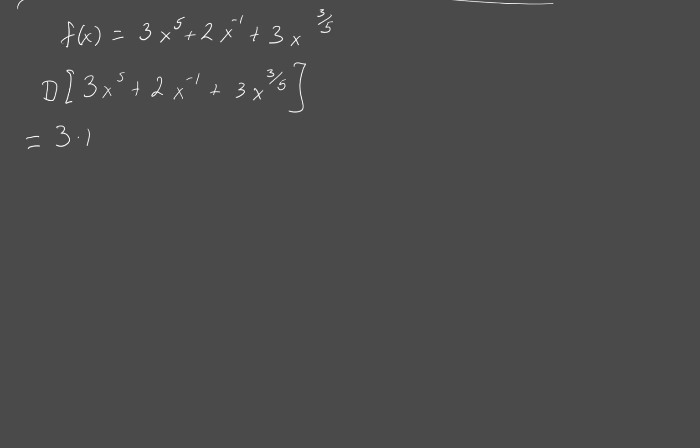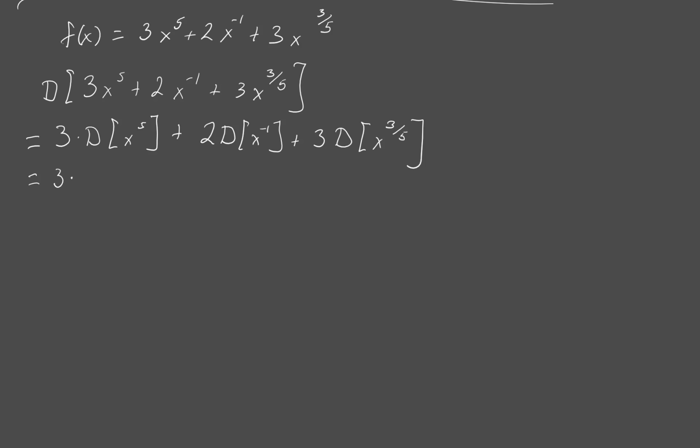I can pull the 3 out, take the derivative of x to the fifth. I've got a plus sign, so I do that. And then I can pull the 2 out of the derivative. The x to the minus 1 stays inside the derivative. I can split off that plus sign, and that 3 can come outside. Derivative x to the 3/5. Okay, so I haven't taken any derivatives yet. I've just pulled off constants, and I've split up the derivative, and I'm going to do it in 3 parts. Now I'm going to start doing the derivatives using the power rule.